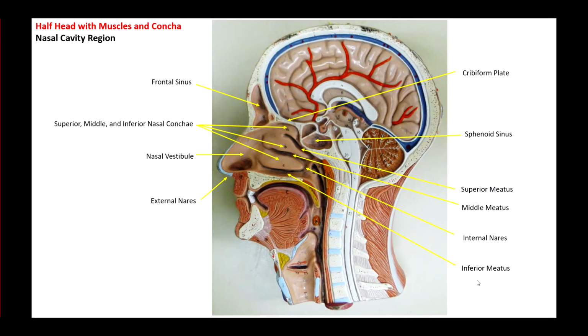And a meatus is kind of like an entrance to a canal. So it's also showing a canal right here. So the air is going to flow through the meatus. Superior meatus, middle meatus, inferior meatus. Now, the nostril is known as the external naris. Once the air goes through the nostril or the external naris, it's going to go to this region right here. This is the vestibule. Okay.